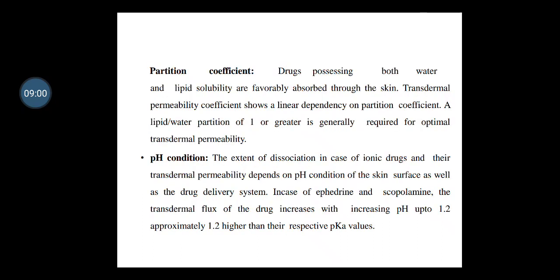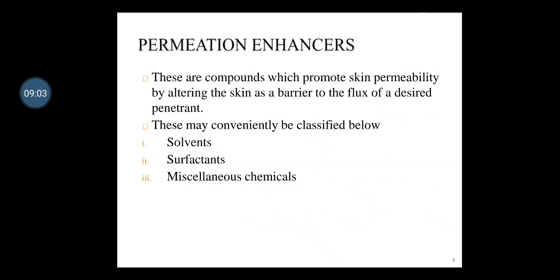Next is your permeation enhancer. When we talk regarding the permeation enhancer, one should talk regarding the different types of its absorption. Chemicals that promote the penetration of topically applied drugs are commonly referred to as accelerants, absorption promoters, or in simple language, penetration enhancers. So the compound which promotes this kind of mechanism is called a permeation enhancer. Basically it is classified into different solvents, surfactants and miscellaneous chemicals.